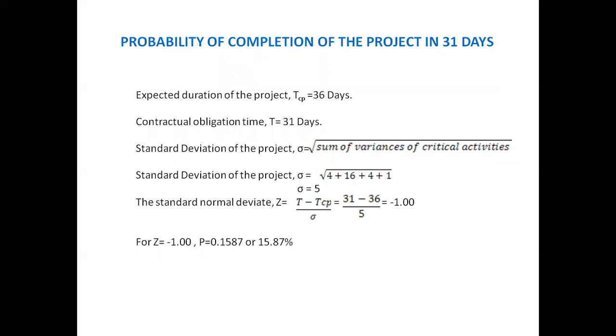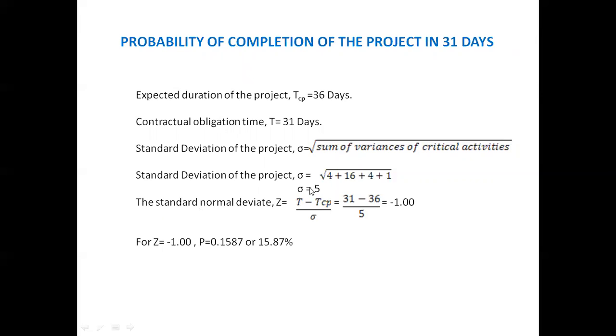The standard deviation of the project, that is sigma, is equal to the square root of 4 for 1 to 2, then 16 for 2 to 3, then 4, the variance of 3 to 5, and 1, the variance of 5 to 8. That is 4 plus 16 is 20, plus 4 is 24, plus 1 is 25. Square root of 25 is 5. This is the standard deviation of the project.